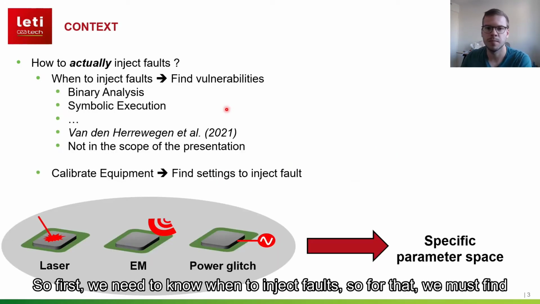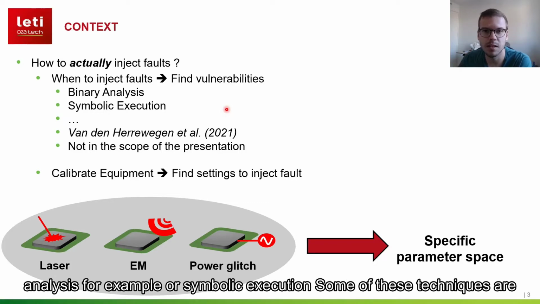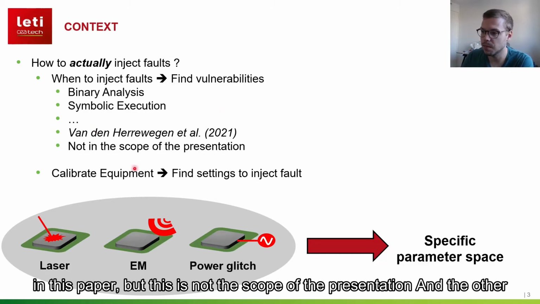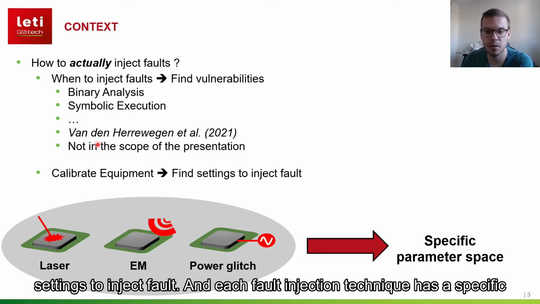So first, we need to know when to inject faults. So for that, we must find vulnerabilities on the target application. And to do that, we can use binary analysis, for example, or symbolic execution. Some of these techniques are in this paper, but this is not in the scope of this presentation. And the other thing we have to do is to calibrate the equipment. That is, find the best settings to inject fault.